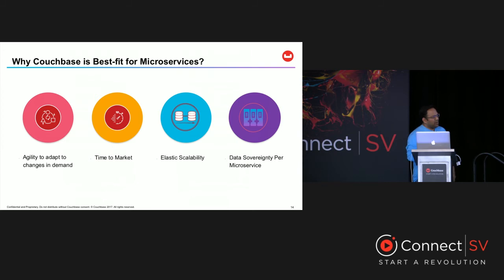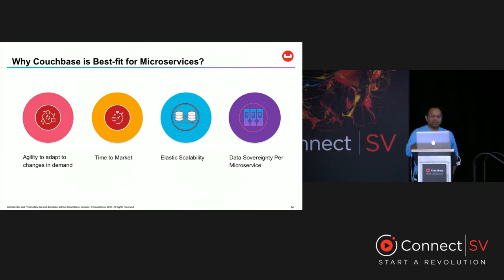So elastic scalability, that's by nature. Couchbase is a distributed data store, but one thing which is unique about Couchbase is that we have a single node shared nothing architecture, and I'll talk a little bit about how we scale each service in Couchbase. So the idea is to get linear scalability.